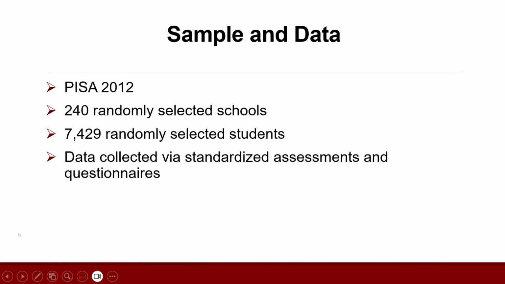So we used data again from PISA 2012. For the US data, there were 240 randomly selected schools, and within those, 7,429 randomly selected students. If you're not familiar with PISA, the students take standardized assessments in the subject areas, but they also fill out questionnaires to get some background information. Not only do the students fill out questionnaires, but the school, people at the school, principals, and so forth fill out questionnaires as well.